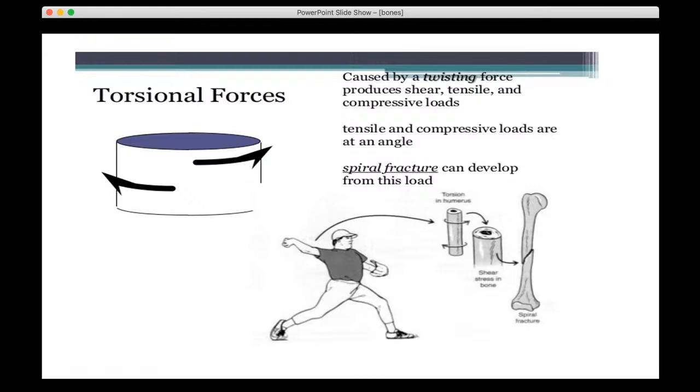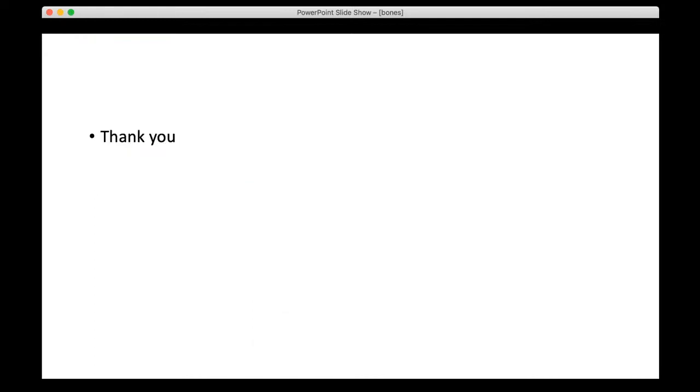So this was all about bone's biomechanical properties and its limitations.